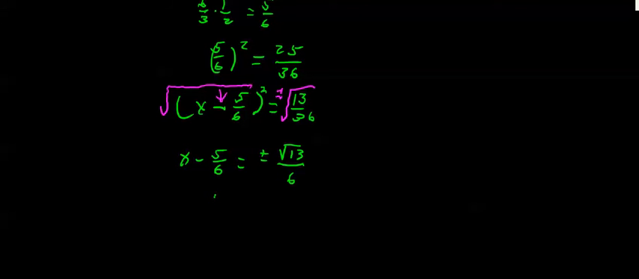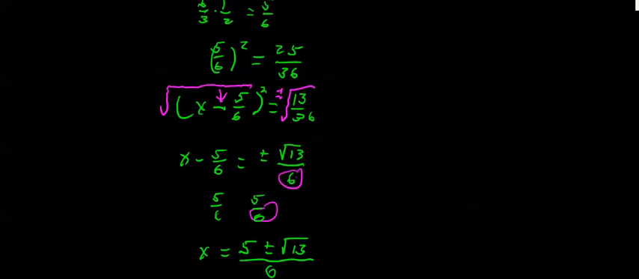Then I add 5/6 to both sides. And I end up with my final answer, x equals 5 plus or minus square root of 13 over 6. Because I have a common denominator here and here, I just add the numerators. And I'm done. So my final answer is 5 plus or minus square root of 13 over 6.